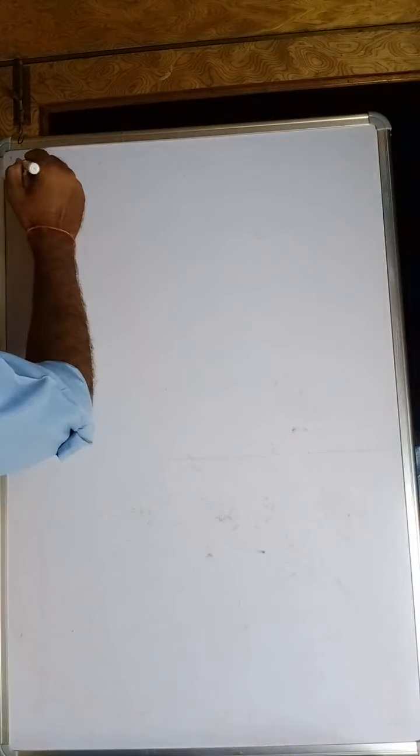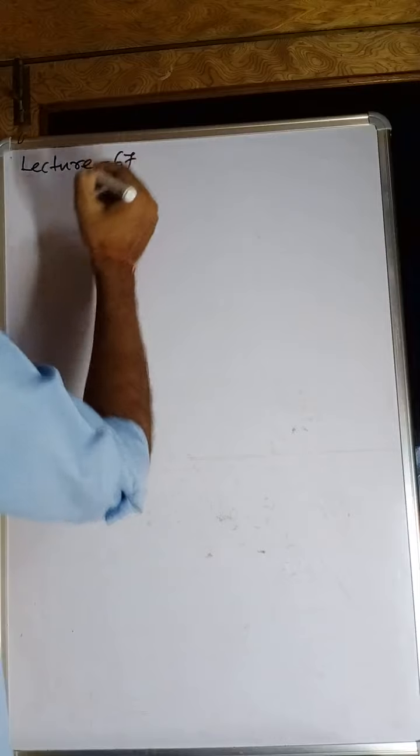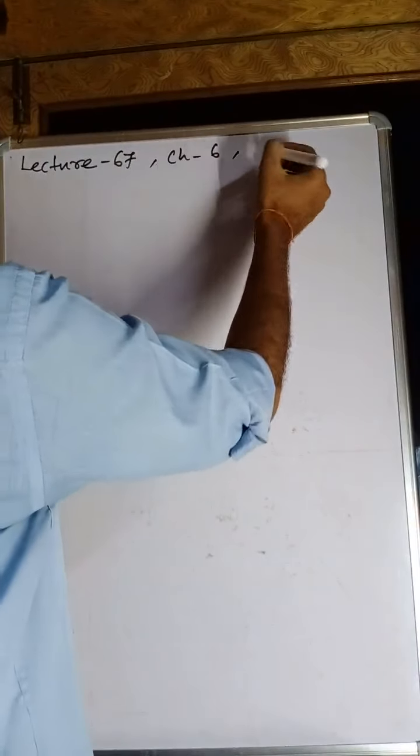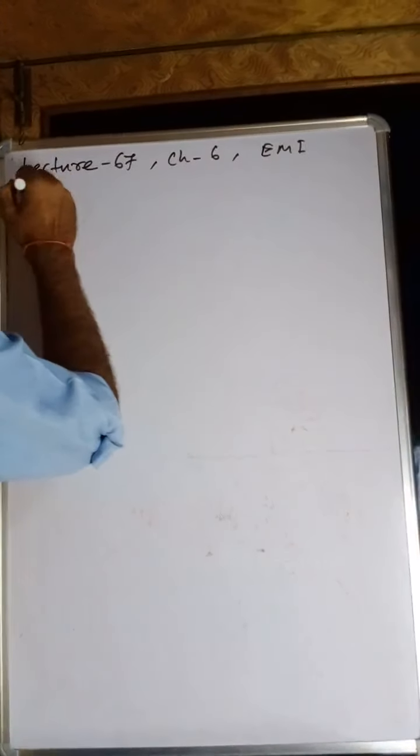Today we will start our lecture with some numerical problems and then we will move to eddy current, self-inductance and induction. So, let me start today's lecture. It is lecture 67 of Chapter 6 NCERT, Electromagnetic Induction. This chapter is very important, my dear students, for the alternating current chapter, that is, after this we will study it.